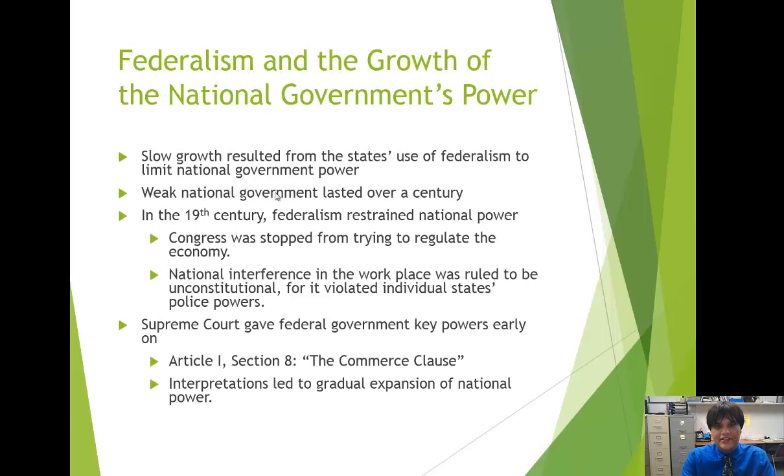Until 1937, which introduced the idea of cooperative federalism. Sorry, I didn't realize I had this slide in here. Let's go ahead and talk about it just a little bit. This era of dual federalism led to slow growth, because states were conducting their own economy. They were conducting their own sort of governing. And so the states doing their own governing generated slow growth.